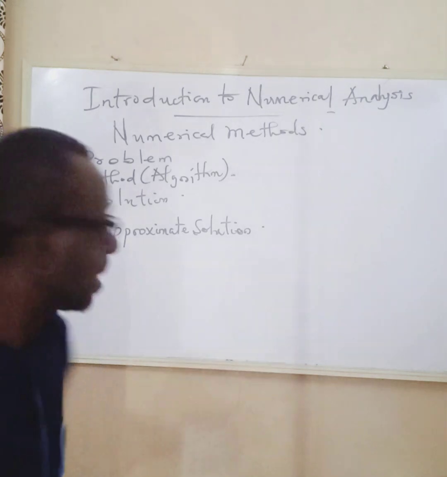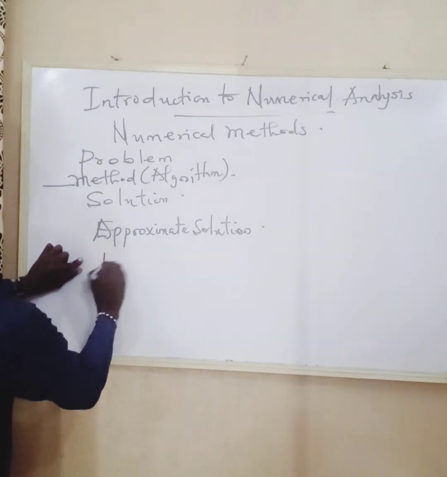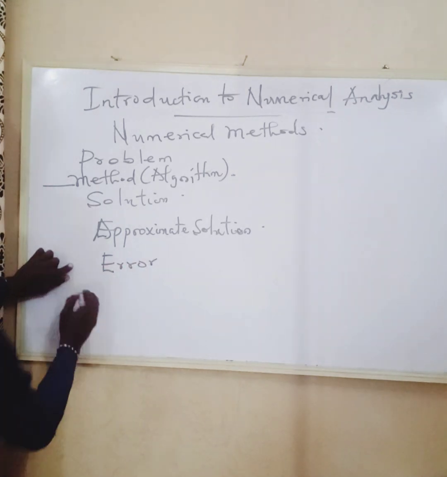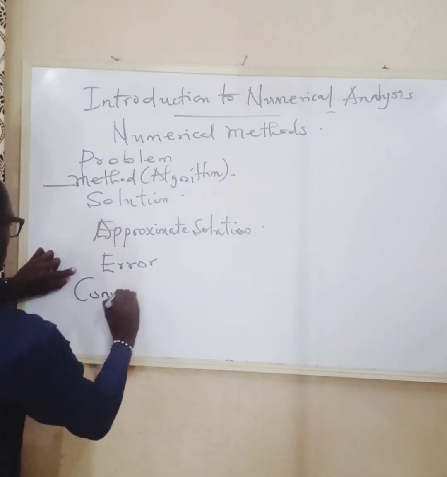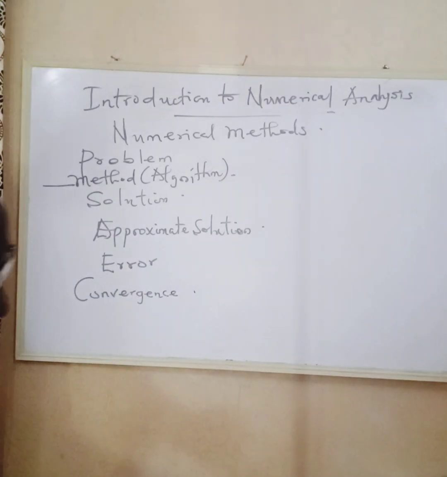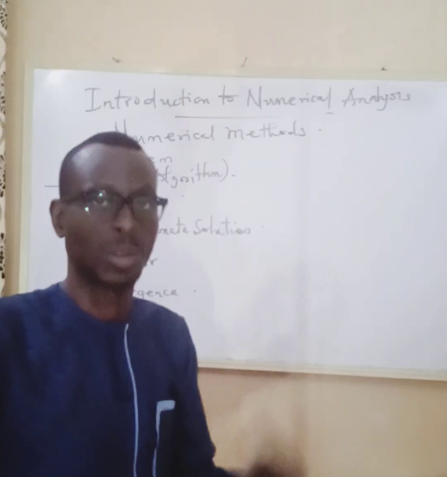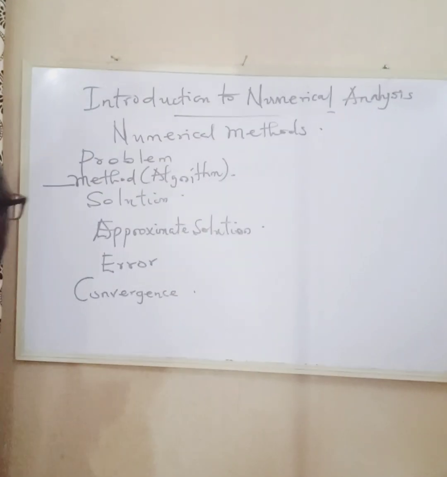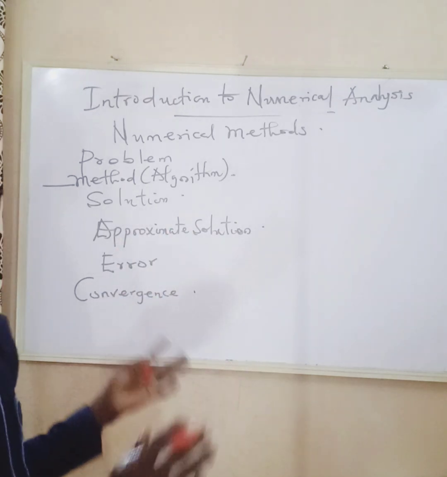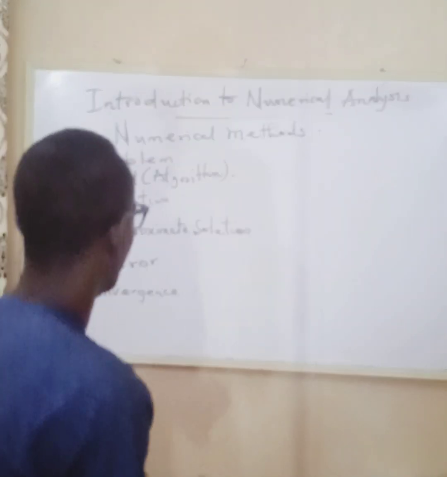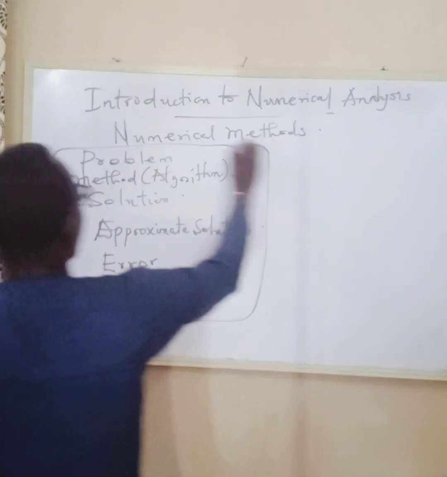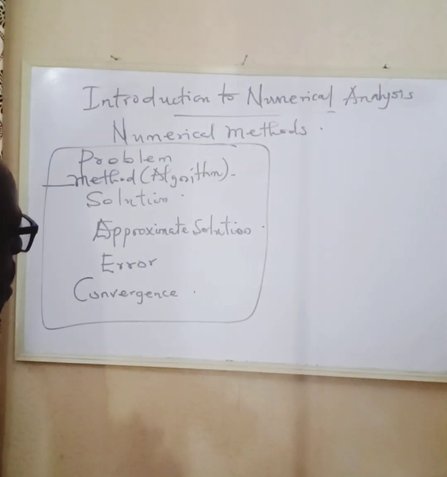And the fourth thing here is the error. And from the error, we have the convergence. So those are the things you must understand when it comes to numerical analysis. And over this, we have to transform this into a concrete way so that everybody will be able to understand what you are talking about. This is just the abstract nature.